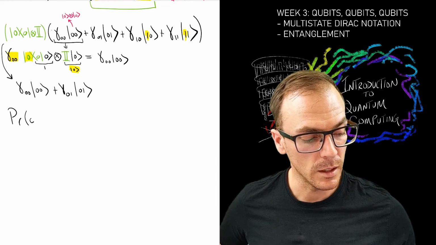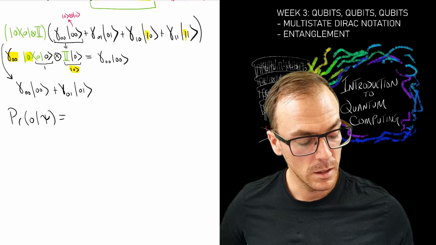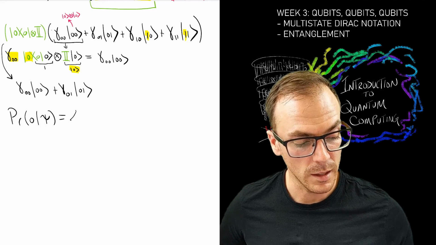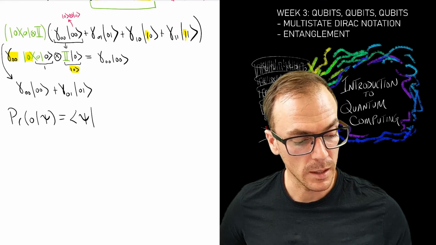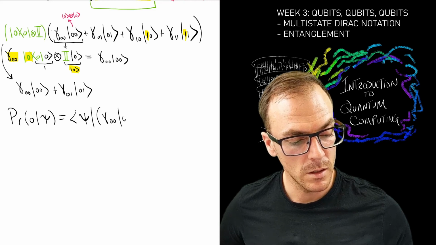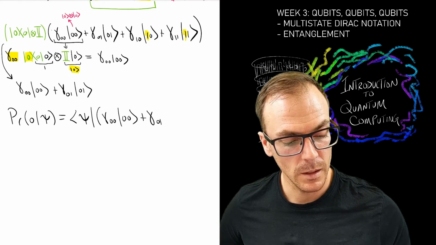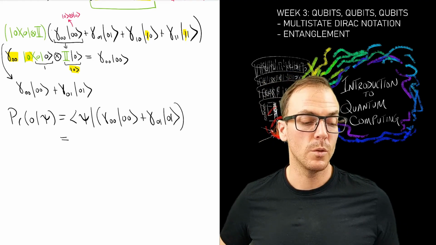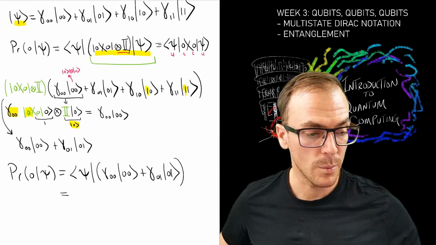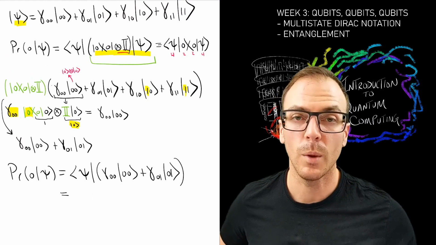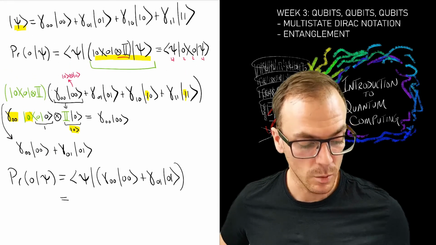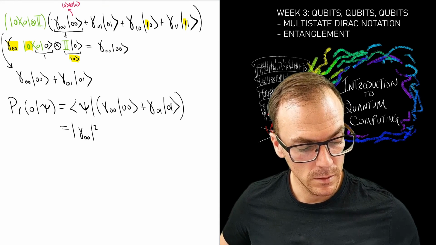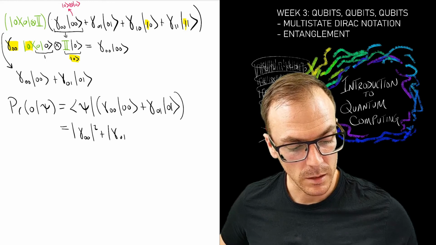So the probability of 0 given psi is going to be the magnitude squared of these. So when I multiply this again by what's left over here, I'm going to do this in a product, and I'm going to pick up another gamma 00 complex conjugate and gamma 01 complex conjugate. So I get the magnitude.